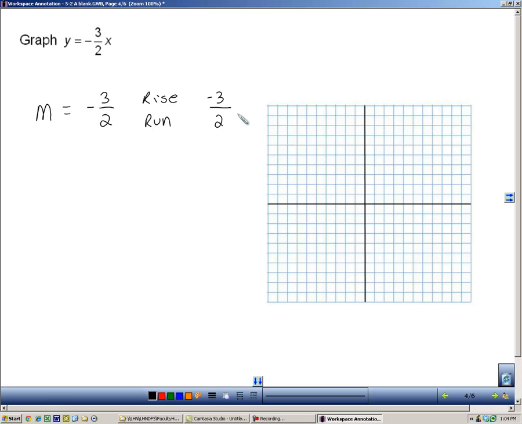Now because it's a direct variation, we know that it goes through 0, 0, so we can always just start right there. Now I'll do a rise of -3, which means I'm going to go down 3, and to the right 2, doing my rise and run. So I know there's a dot there, and I can do that again, down 3 to the right 2. Put a couple points on there, and now I can graph my line. So there you go. That is the graph of the direct variation y equals -3/2 x.